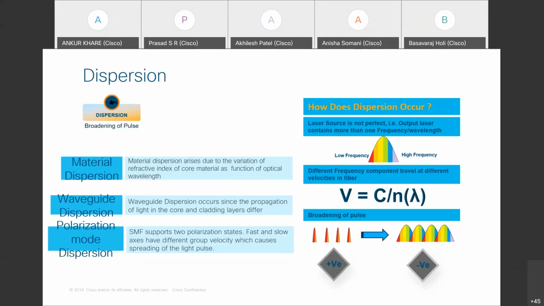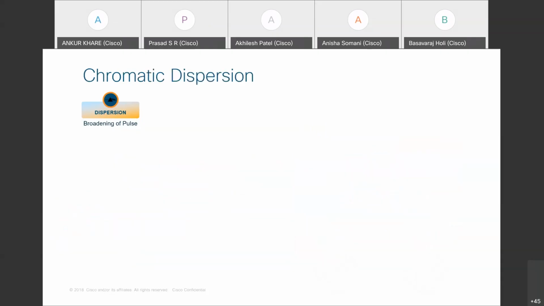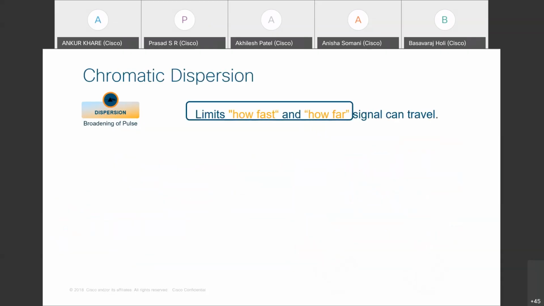Third one is polarization mode dispersion. There are two polarizations in the light, fast and slow axis, which have different group velocities. As the pulse travels, there might be a difference between these two polarizations of light, so there can be dispersion. Okay, so now we will go to chromatic dispersion.